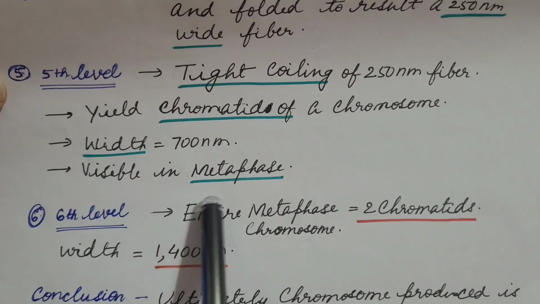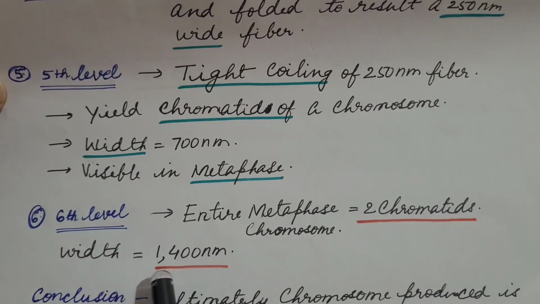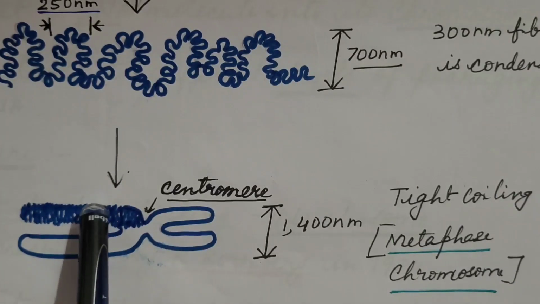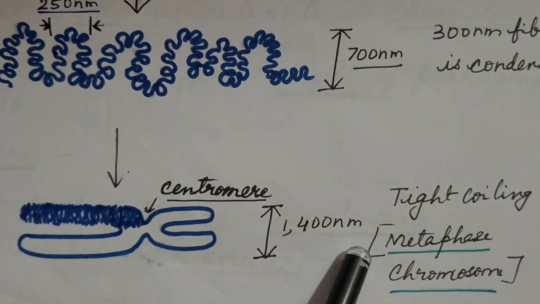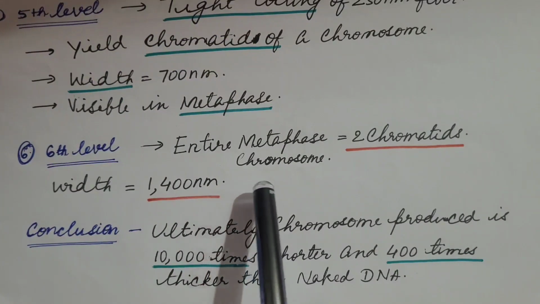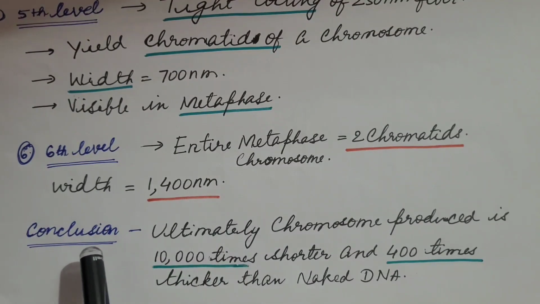Also, the entire metaphase chromosome has two chromatids, so the total width is 1400 nanometer. This is the sixth level of organization. The chromosome visible in metaphase has two chromatids. Hence, the total width is 1400 nanometer. This is the last level of organization of DNA into chromosome. In this way, DNA is packed into chromosomes that are present in the nucleus of eukaryotic cells.